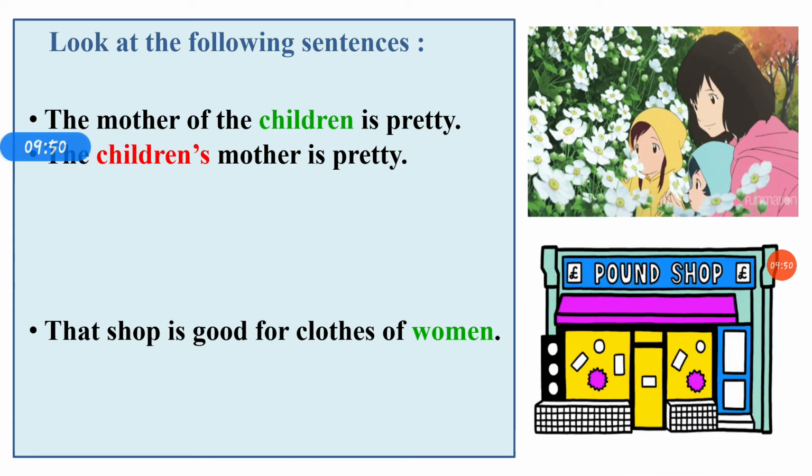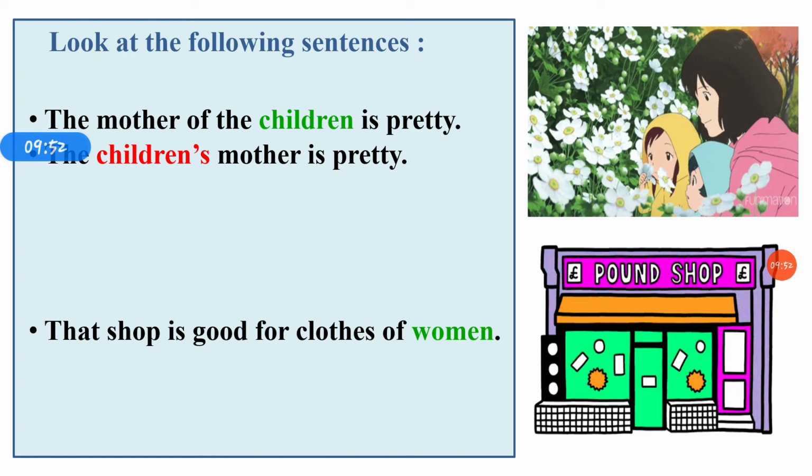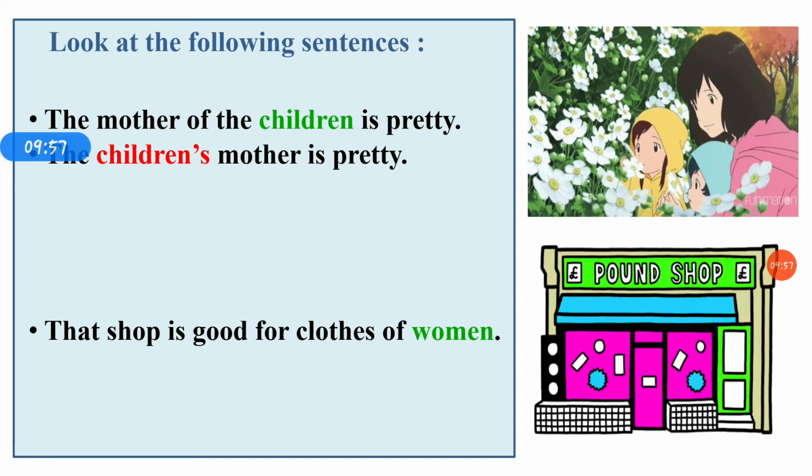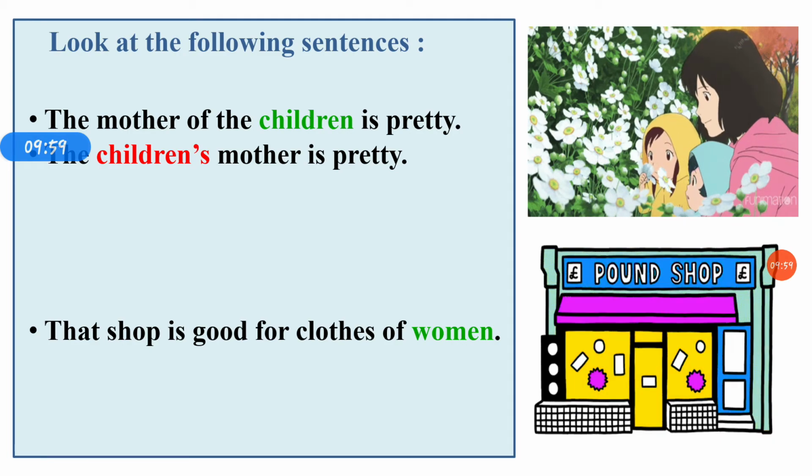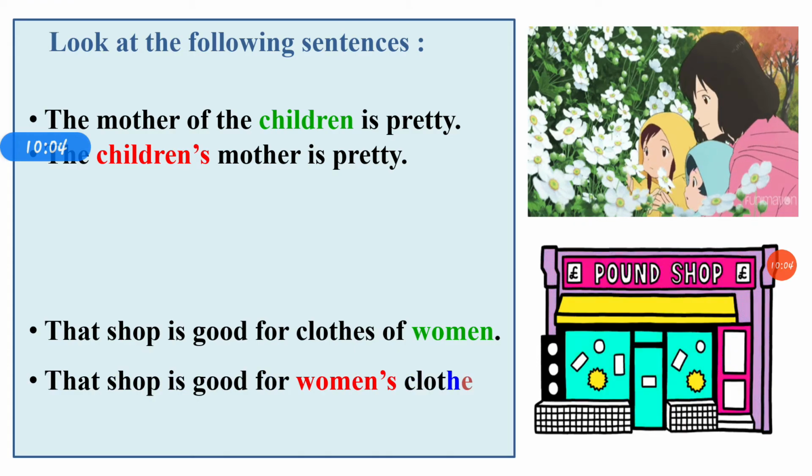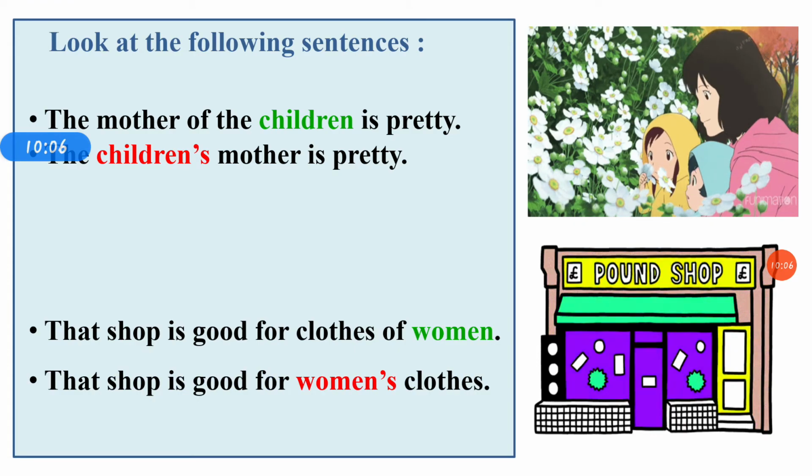Next is, that shop is good for clothes of women. Here the plural noun is women, we just add apostrophe s to the plural noun women, and write it as, that shop is good for women's clothes.